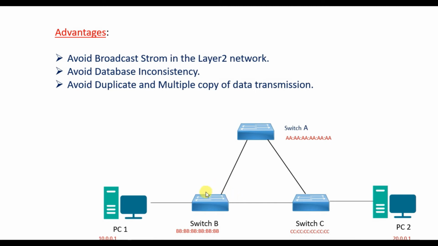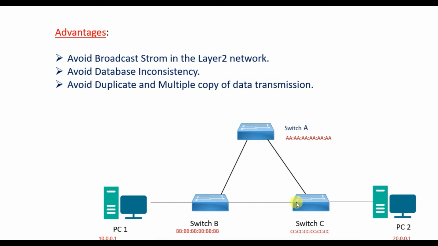So for example, if switch B receives a broadcast packet on this port, then it will forward it to the other two ports, right? So now switch A will also receive the broadcast packet from switch B, and switch C will also receive the broadcast from switch B. So let's start from switch A first. Once switch A receives the broadcast from switch B, again it will broadcast, so except for this port, it will forward to this port.